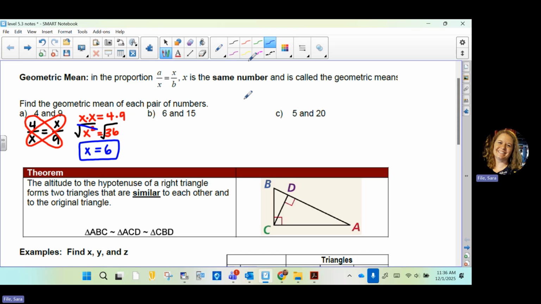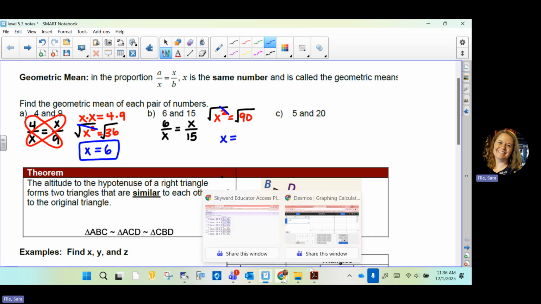how to round. So for B, I'm going to go a little bit quicker here. I'm looking for the geometric mean of 6 and 15. So 6 is to x as x is to 15. So when I cross multiply, that's going to be x squared equals 6 times 15, and that's going to give me 90. So I've got x squared equals 90. 90 is not a perfect square. So when I go to take the square root this time, I don't get an integer, a whole number. I'm going to get a decimal.